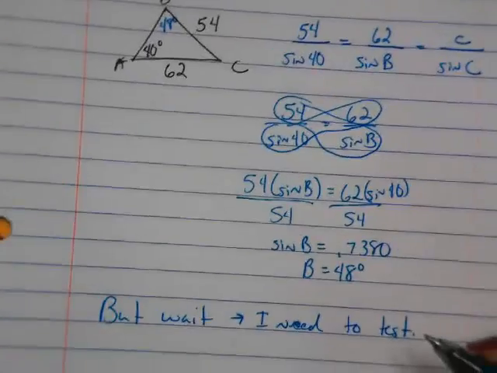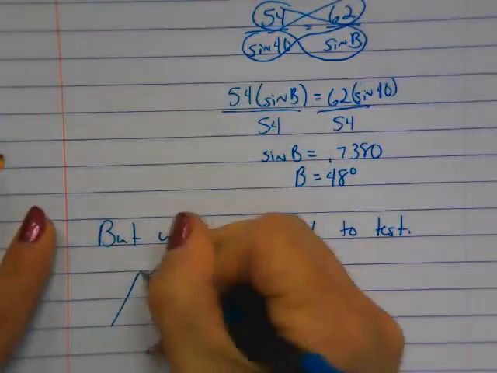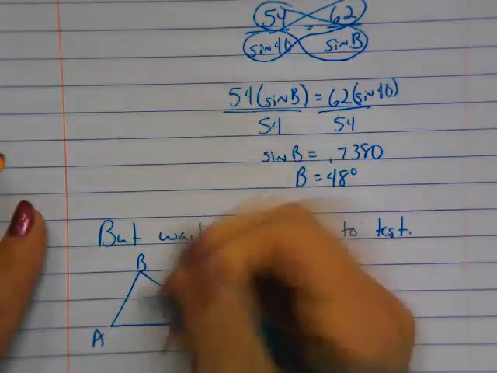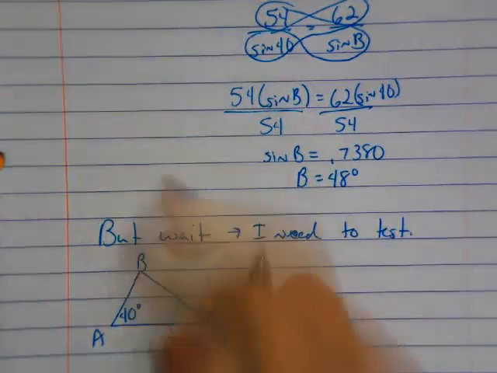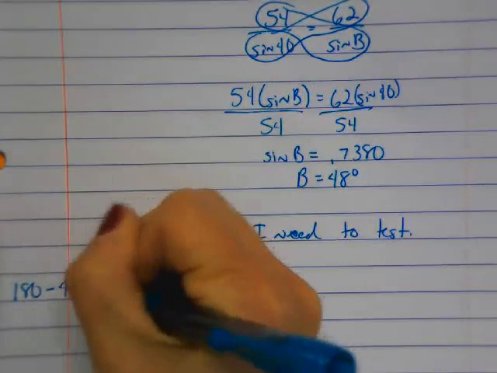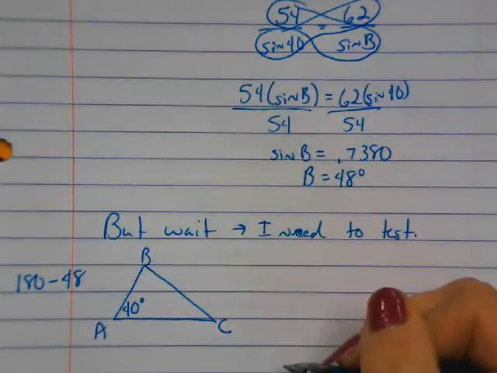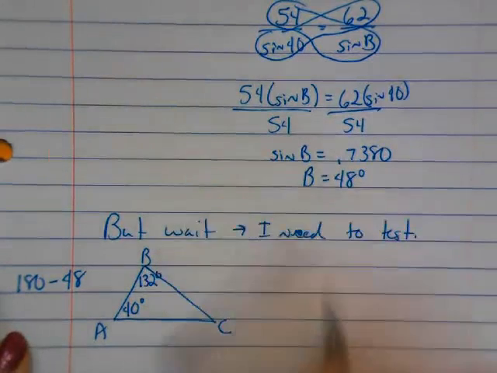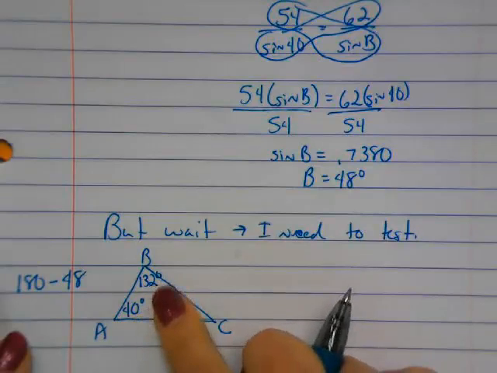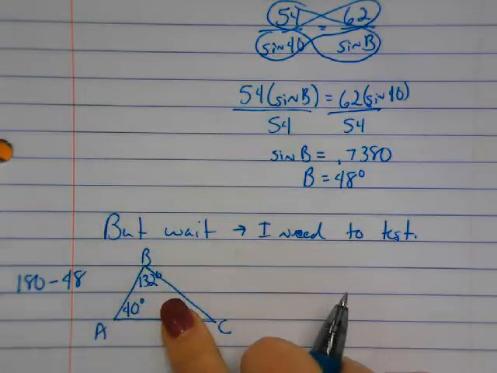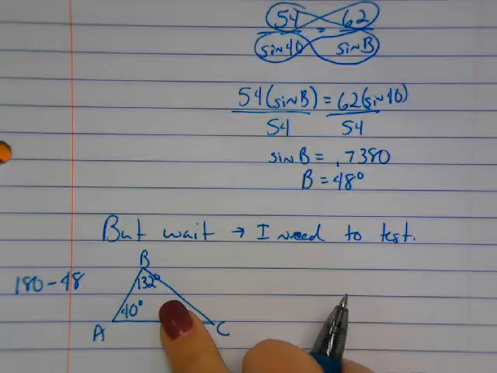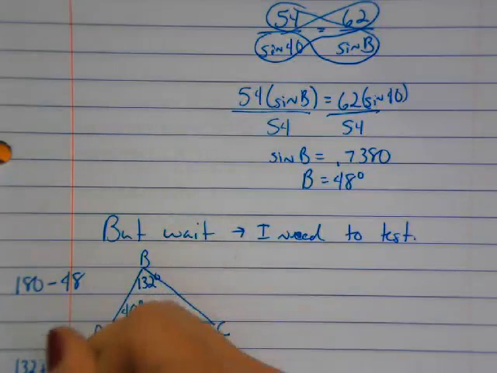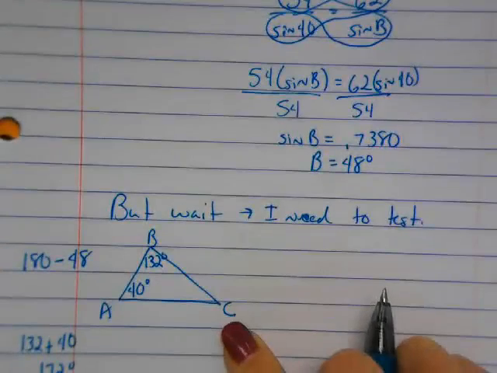So come down here and say, what if angle B was in quadrant 2? What would he be? Well, he would be 180 minus 48. So 180 minus 48 is 132. Now do a quick test. If these guys are over 180, this triangle doesn't exist, and I just have to worry about the first one. But what is 132 and 40? That's 172, which means this triangle exists with an 8-degree angle.